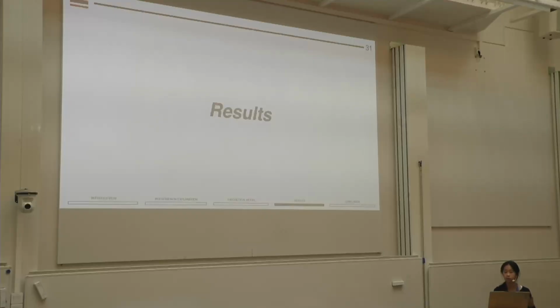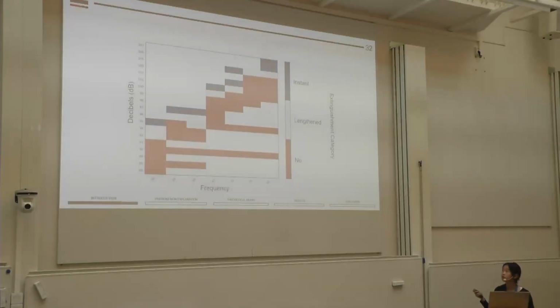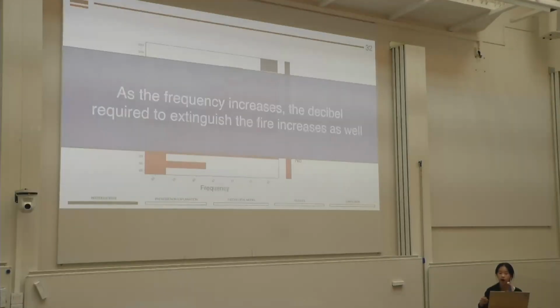Now, through our experimental results, initially we investigated a phase diagram. The red part would be no extinguishment, the gray part would be lengthened extinguishment, and the blue part would be instant extinguishment, through which we observed that as the frequency increases, the decibel level required to extinguish the fire increases as well.